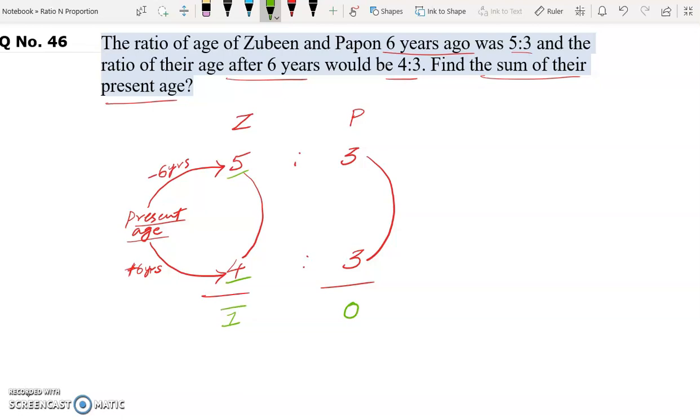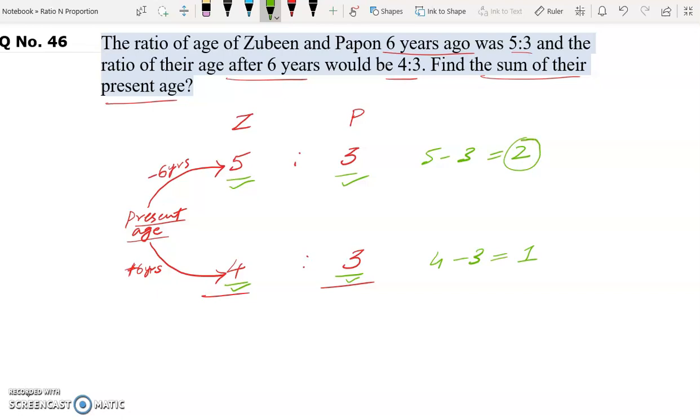So that means this unit and this unit is not same. Now in such type of situation, what we need to do? We need to make this unit and this unit same. So in order to do this, let me erase this. Now in such type of condition, we will subtract this and this. We will take the difference of this and this. So 5 minus 3 will give us 2, and here 4 minus 3 will give us 1. Now this is the difference.